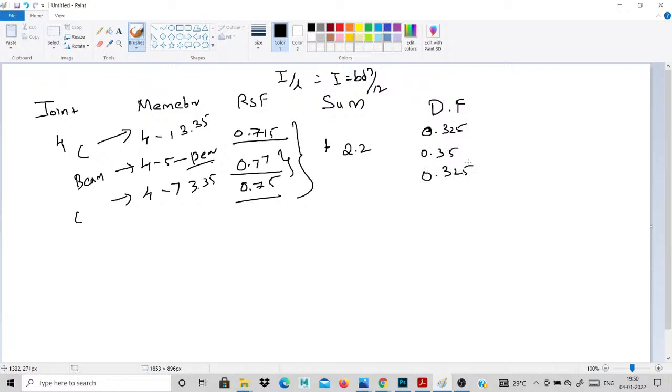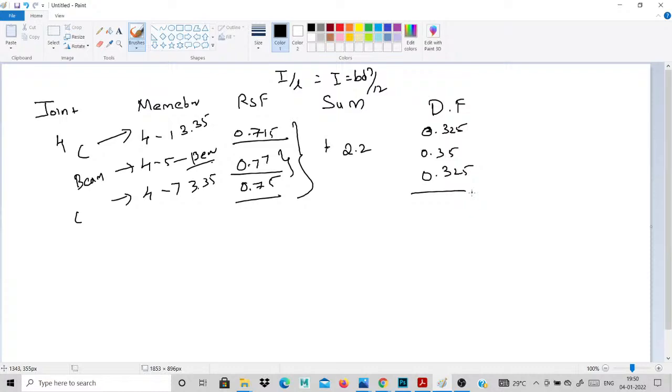This is the method for calculating the rotation stiffness factor, the sum, and the distribution factors. Okay, the next one, this is over. I calculated the distribution factor for all three cases, not only one case, all three cases.